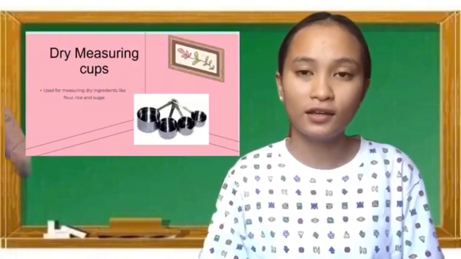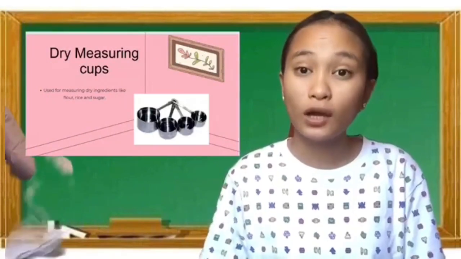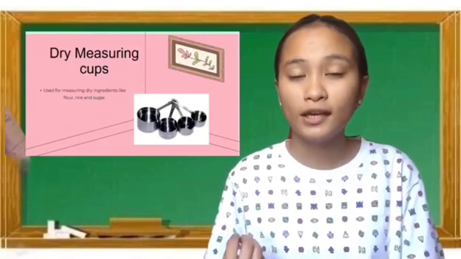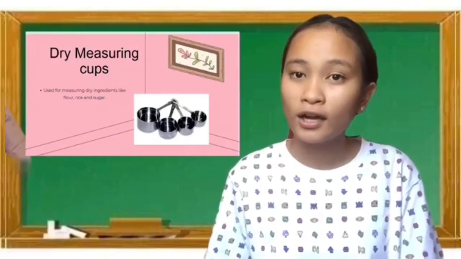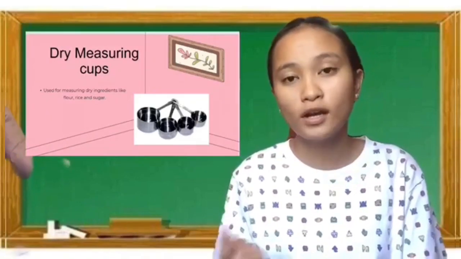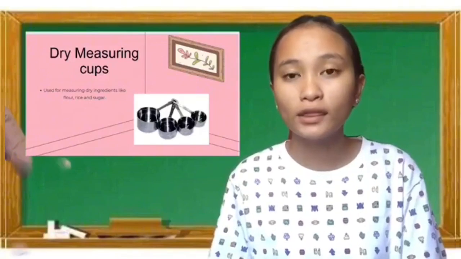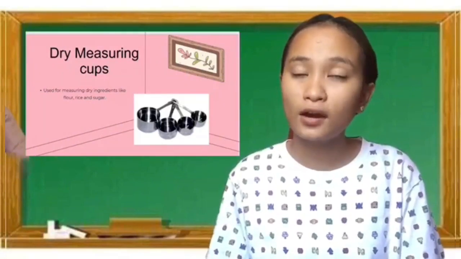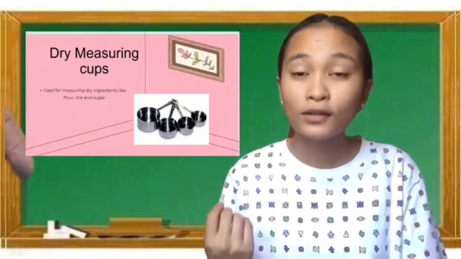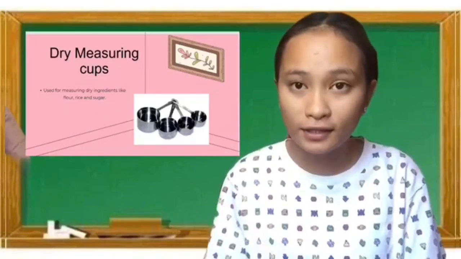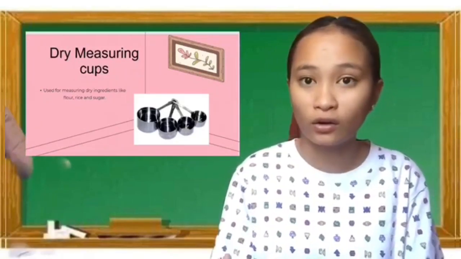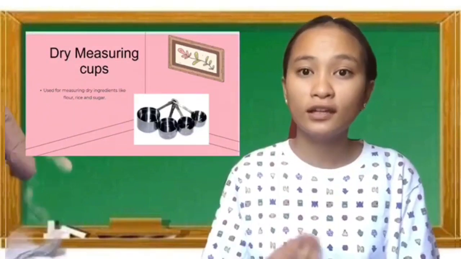First is the dry measuring cups. A dry measuring cup is used to measure dry ingredients like rice, flour, and sugar. There is a standard size: 1/2, 1/3, 1/4, and 1 cup. This utensil is primarily used to measure dry and bulk ingredients such as, as I mentioned, rice, sugar, flour, or any ingredient that is dry.